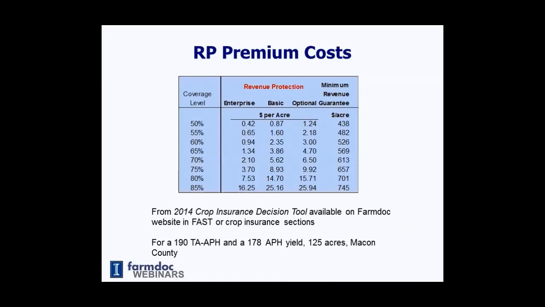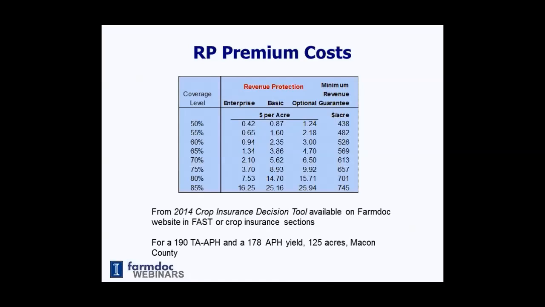So I would suggest not lowering coverage levels, and then if anything, if you were at a below 85% last year, might consider moving up some this year. Again, here are premium costs for RP. This is for a Macon County example. We have our 2014 crop insurance decision tool available from FarmDoc. That's available for download. It will be quoting the exact premiums by next Monday after we know what the projected prices and volatilities are.